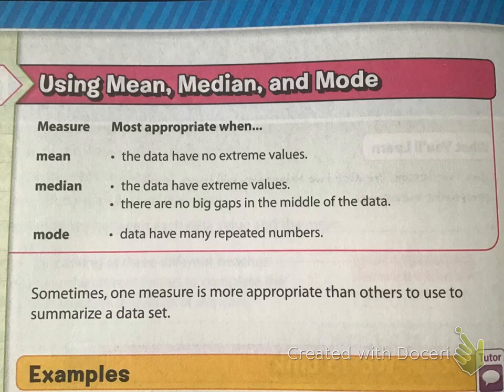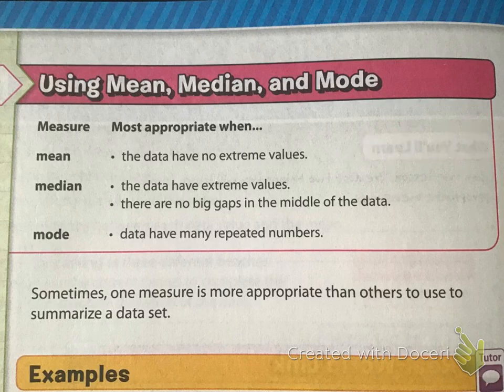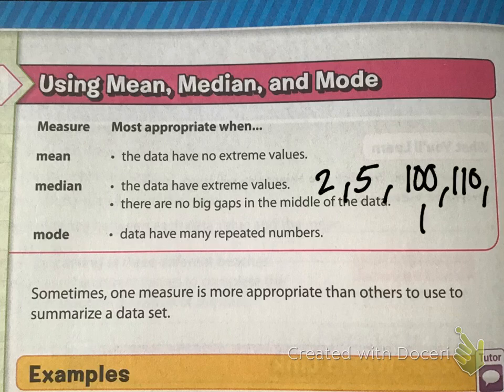So just to remember, we want to use our mean when the data has no extreme values. What that means is that our data was like 1, 3, 7, 11, 15. There's no extreme values. No one's just crazier than the other one. Then we want to use the median when the data has extreme values, but there are no big gaps in the middle. So for example, we would want to use it if we had something like 2, 5, 100, 110, 113, 400. In that case, we'd want to use the median.